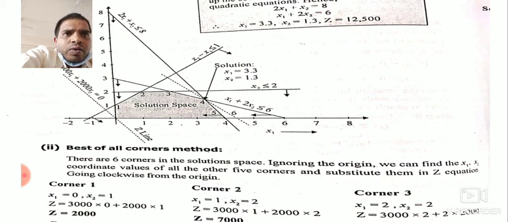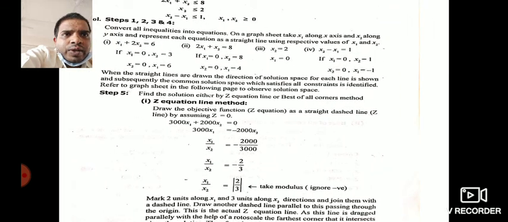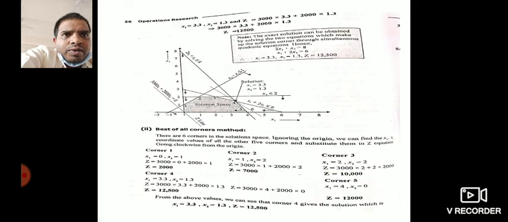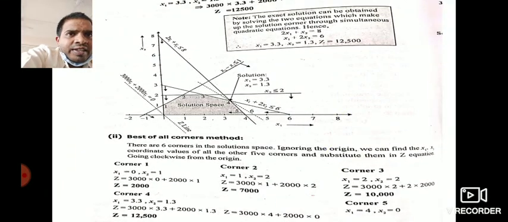Now again here also go for the Z equation line. We get x1 is minus 2, x2 is 3. Draw x1 is 2 and x2 is minus 3. For that line, draw a dotted line, the Z equation line. In order to draw the parallel line by using a rotoscale, the rotoscale intersects any one corner of the solution space. That is mostly intersecting at corner 4. For that, x1 is 3.3, x2 is 1.3.